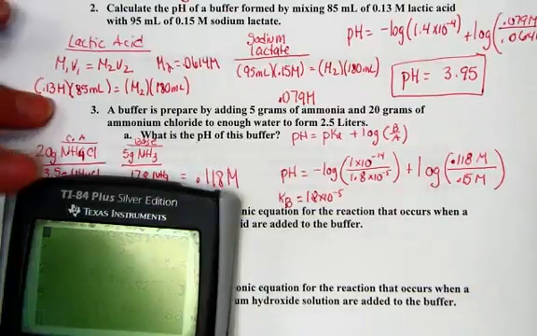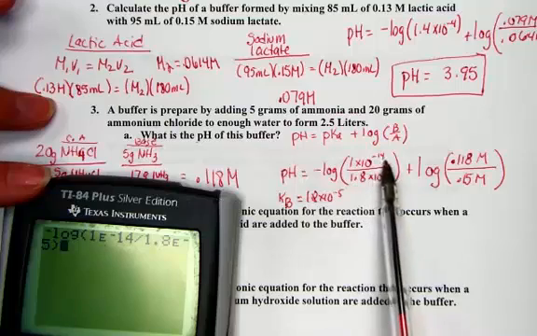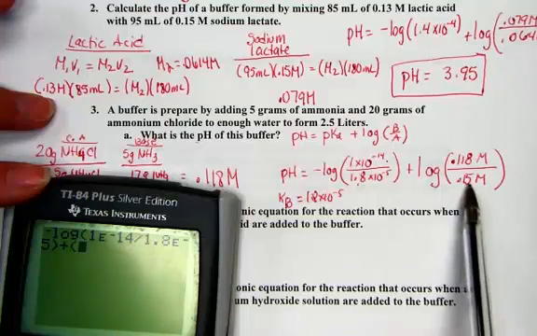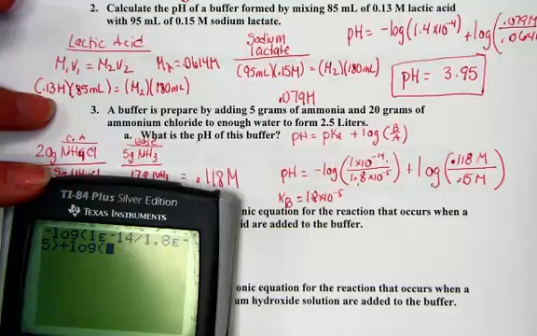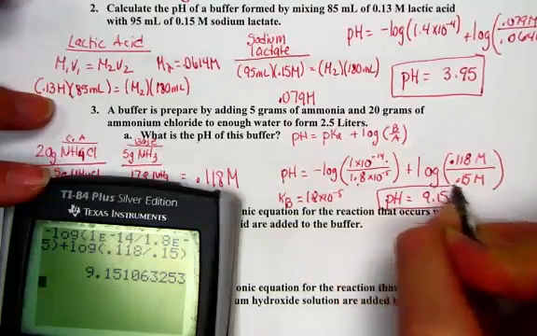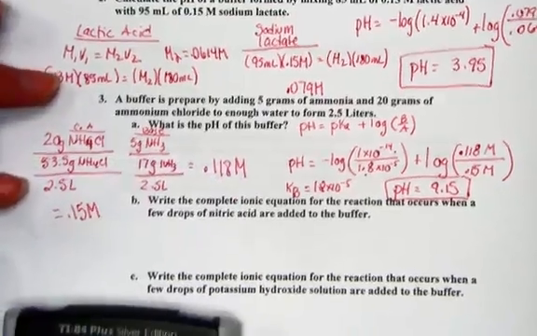So here we go, clear screen. We'll hit negative log of the ratio of Kw divided by Kb. Negative log of 1e negative 14 divided by 1.8e negative 5, plus the log of the ratio of 0.118 divided by 0.15, base over acid, and we get a pH reading of 9.15 pH units. That number makes sense. This is a base, ammonia, so it should end up with a pH greater than 7, and this does, so the number makes sense.